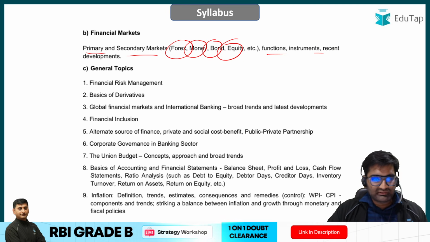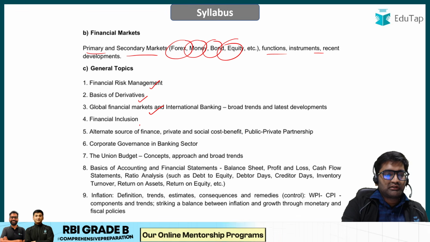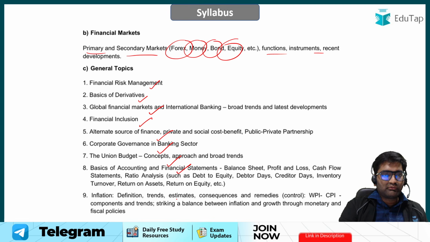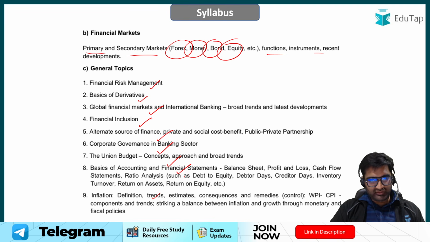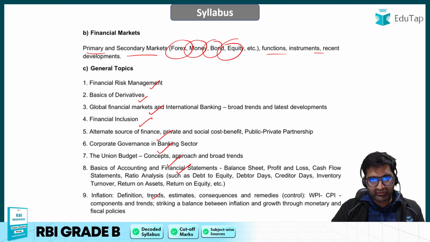I think in the previous sessions we have discussed those. Also the general topics like financial risk management, basics of derivatives, global financial markets, financial inclusion, alternative sources of finance, corporate governance in banking sector, union budget, basics of accounting and financial statements, and finally inflation. So all of these are part of your syllabus.